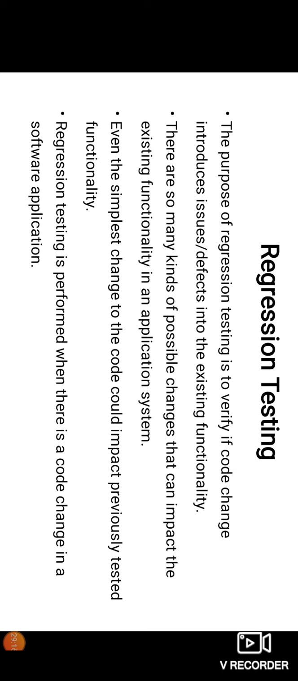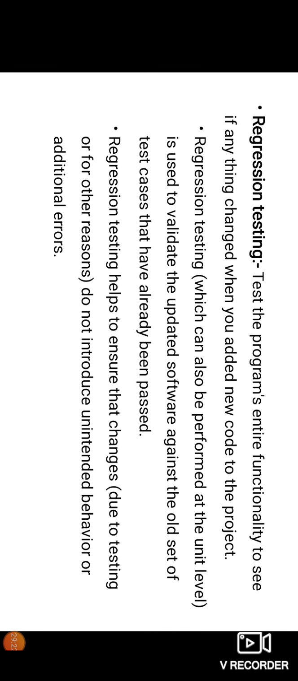So regression testing is performed when there is a code change in the software application. Regression testing involves testing the program's functionality to see if anything changed when you added the new code. Regression testing is used to validate the updated software against the old set of test cases. It helps to ensure that the change has not introduced any unintentional behavior or added errors.